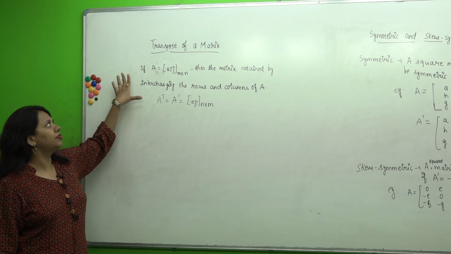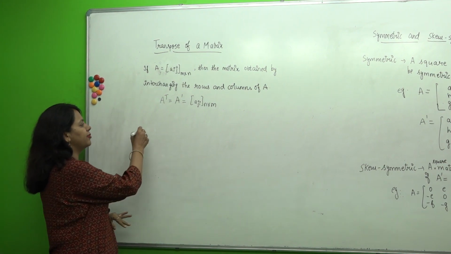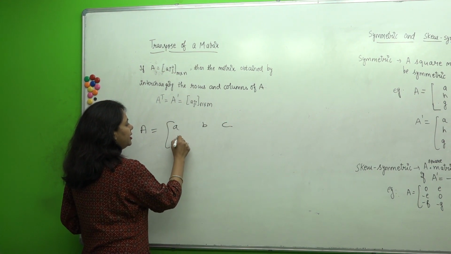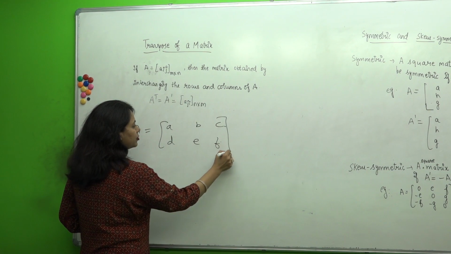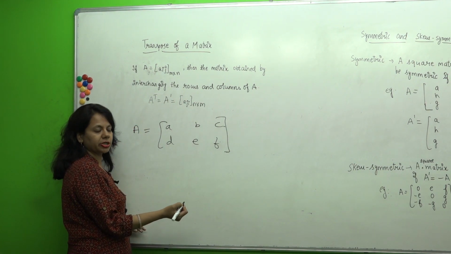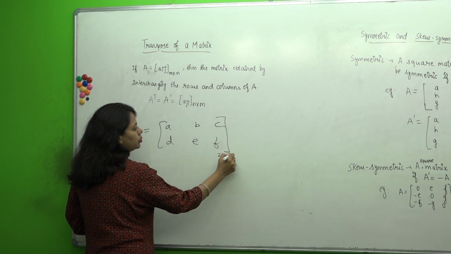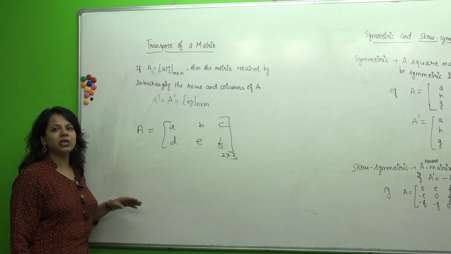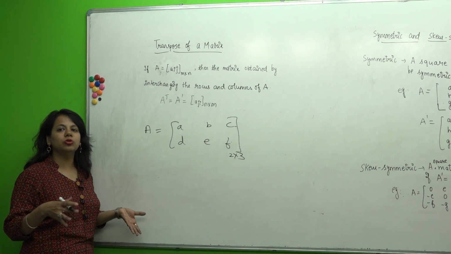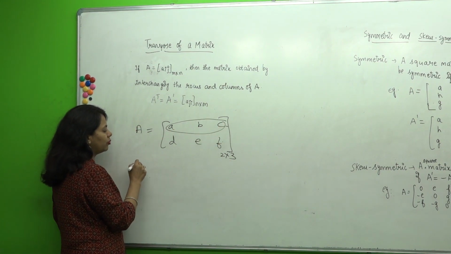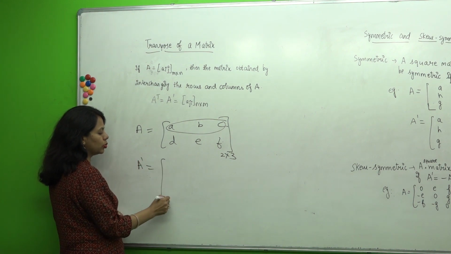For example, if I have a matrix A given to me as A, B, C, D, E and F, what is the order of this particular matrix? The order of this particular matrix is 2 into 3. Now transpose means I interchange the rows and the columns. That means the first row would become what? My first column.